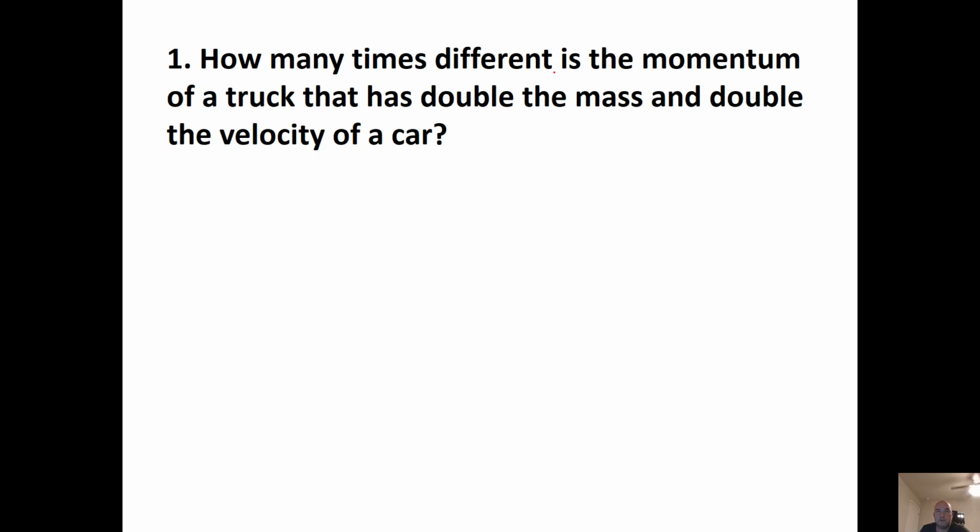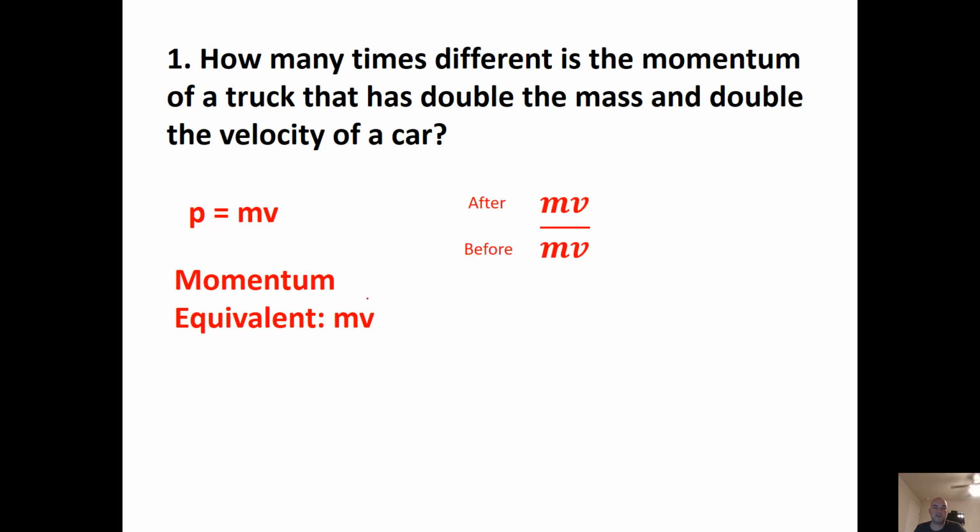The first one: how many times different is the momentum of a truck that has double the mass and double the velocity of the car? This is going to be the ratio law, the rule of ones, setting up a ratio. Double the mass, double the velocity, keep everything else the same because it was what it was, and we get 4 times whatever it was.